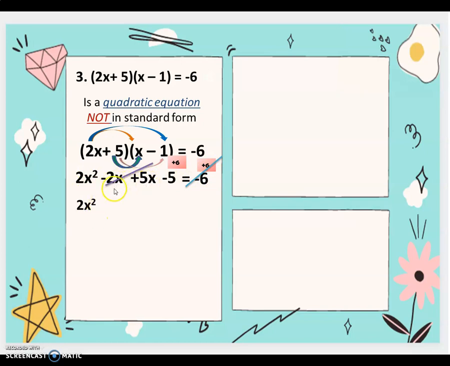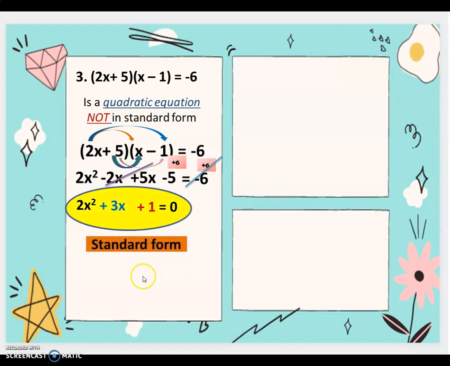So, 5 minus 2 is 3. Then, the sign is positive. Then, 6 minus 5 is 1. Take the sign of positive 6, kaya ito ay positive 1 equals 0. At this point, this is already the standard form. And then, yan. So, value of A natin, positive 2. Value of B, positive 3. And then, the value of C is positive 1.